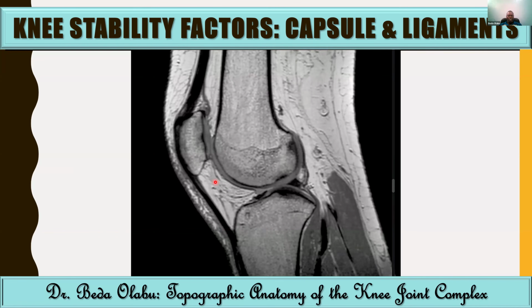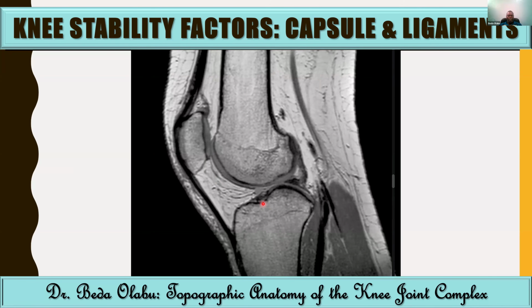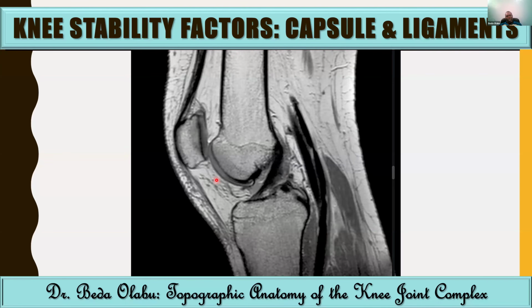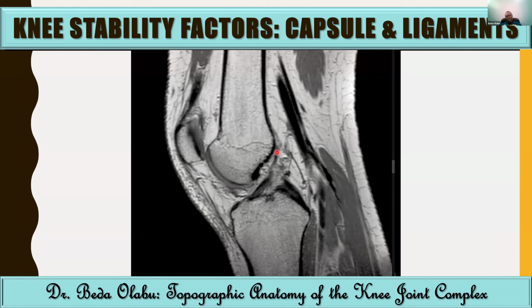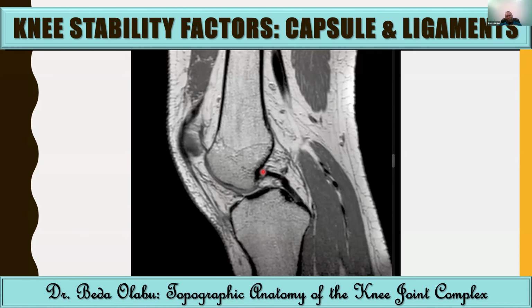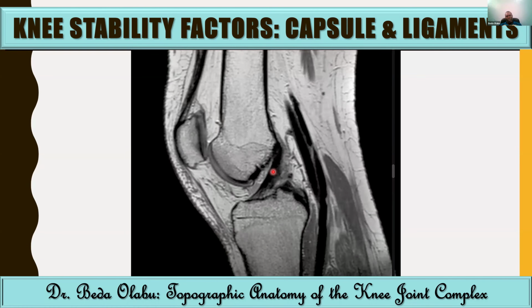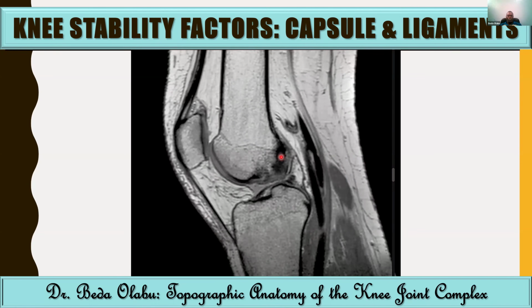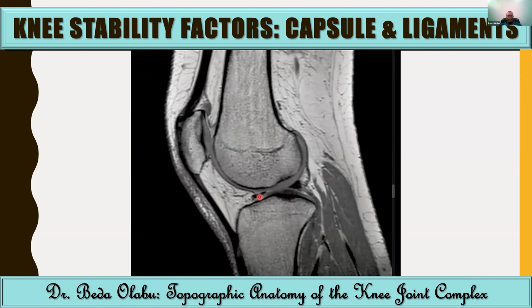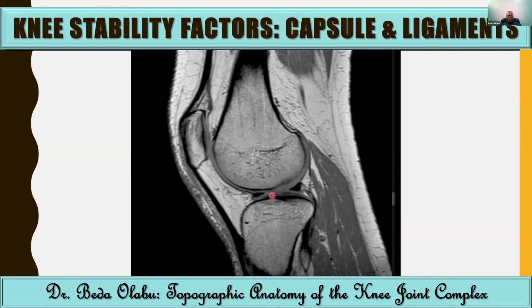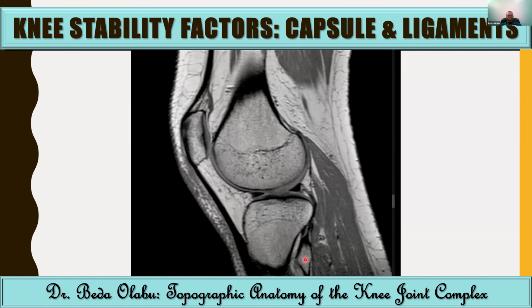So this is the joint. The joint is within here. We can also see the cruciates, like that's the PCL, and that's the ACL. And these are the menisci. So the lateral meniscus, we can see the head of the fibula there.